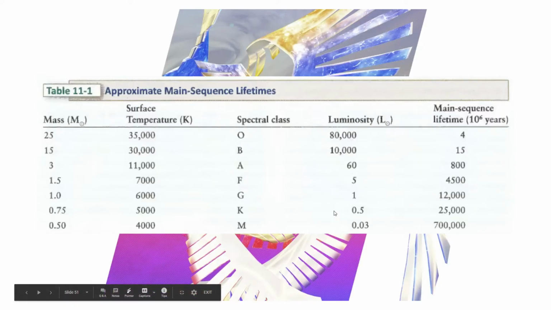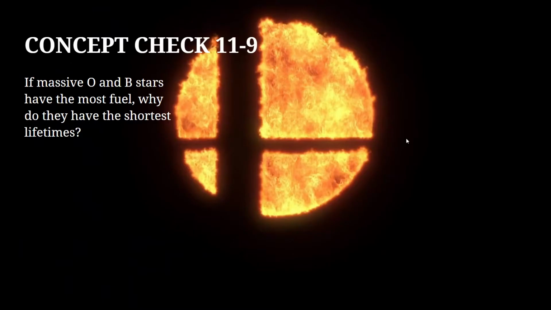Here's a little chart example, and you will have an assignment based off of this that will be posted soon. Spectral class goes like that. We see the masses when compared to the Sun, surface temperatures, luminosity compared to the Sun, and the main sequence lifetime, you do 4 times 10 to the 6, or 15 times 10 to the 6, or 700,000 times 10 to the 6, which gets gigantic numbers over there.